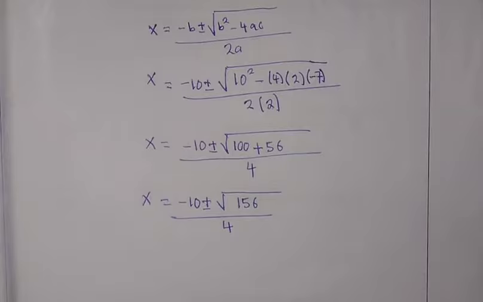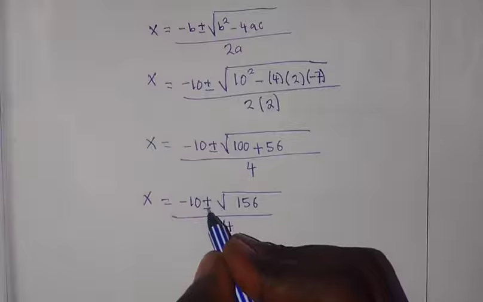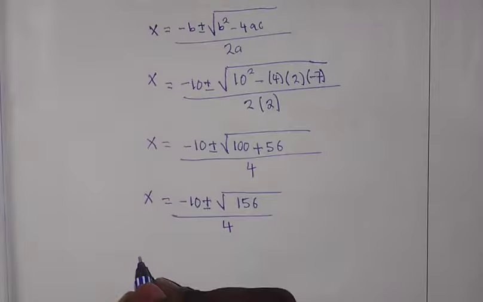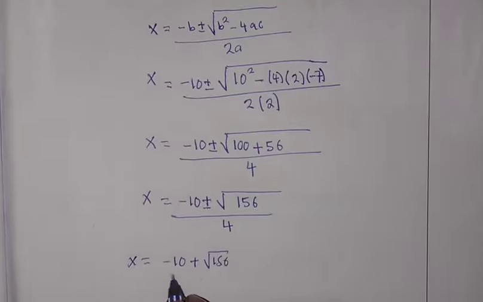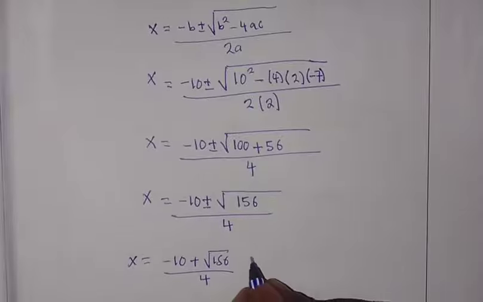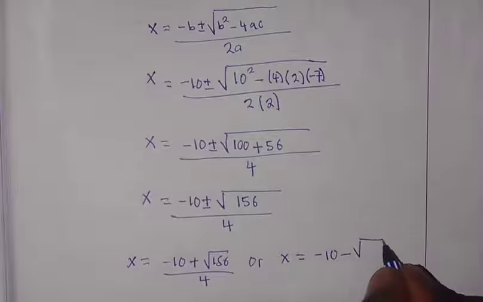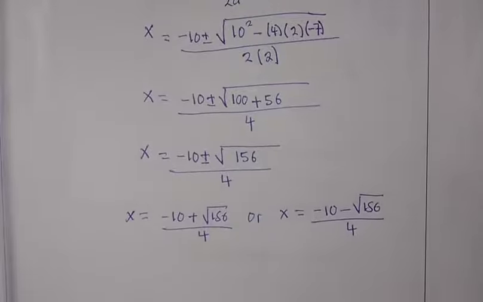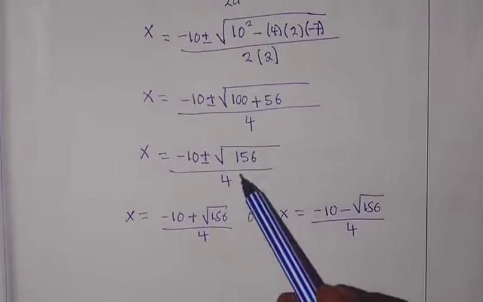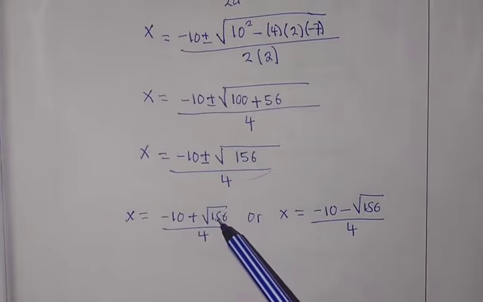Now here we've come to the easiest part. So here just separate. You can see you have plus or minus. We have 2 signs here. So you just need to separate them, where you write x is equal to negative 10 plus the square root of 156 divided by 4, or x equal to negative 10 minus the square root of 156 divided by 4. So what we have done here is we have just separated this because we have a plus and a minus.